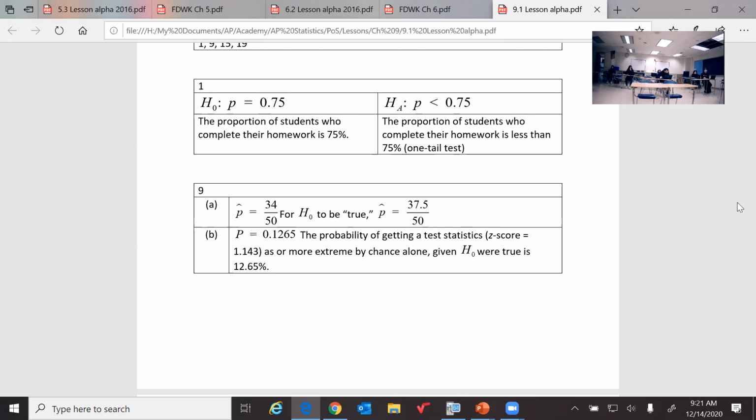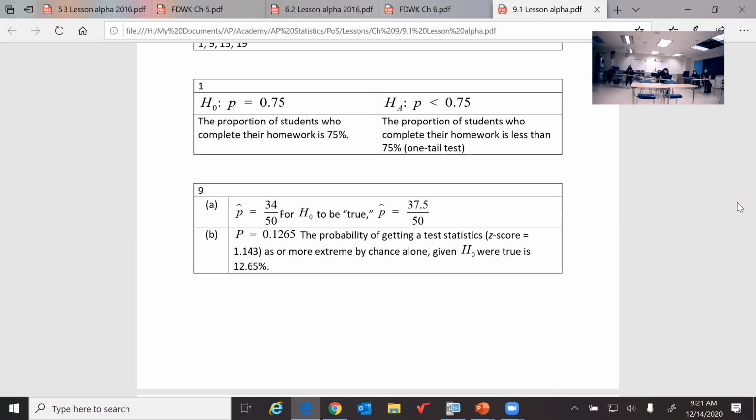When you get to the actual AP test, the safest way is to write both. So write it out in symbols and a blurb. This does not have to be a full sentence. That's the best way to do it, okay?